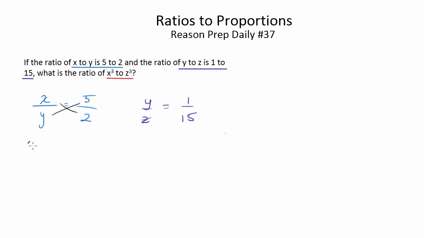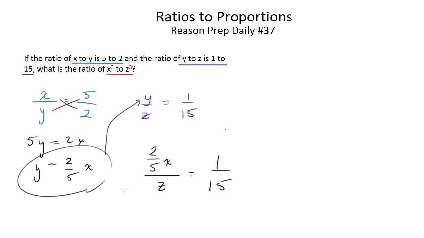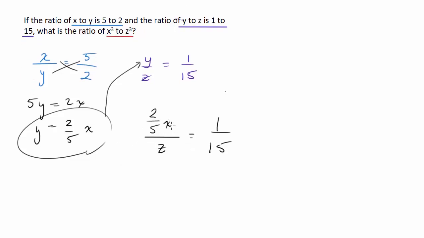So I'll cross multiply. I'll get 5y is equal to 2x. So y is equal to 2/5 x. So let's take that and plug that in here. So we're going to get 2/5 x over z is equal to 1 over 15. And notice I got what I was looking for, which is a relationship between x and z. So let's go ahead and just cross multiply. I'll get z is equal to 2/5 times 15. Well, 2/5 times 15, the 5 is going to cancel the 15 to make it 3, and then 3 times 2 is 6. This becomes 6x.